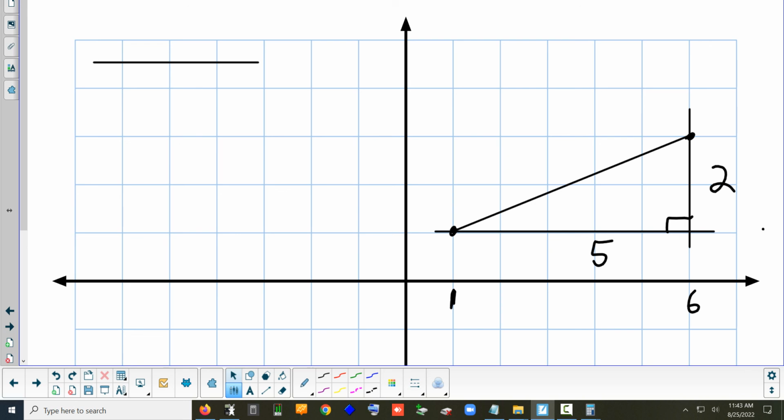And same thing here. This is at a height of 1. This is 2. This is 3. So this is at a 1. This is at a 3. How do you figure out the height? Take the difference between 3 and 1, and you get 2.